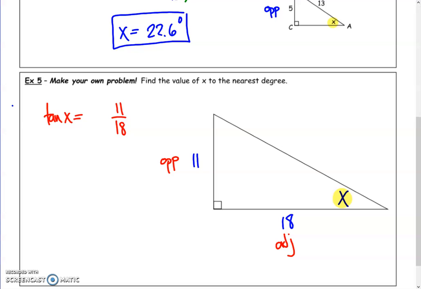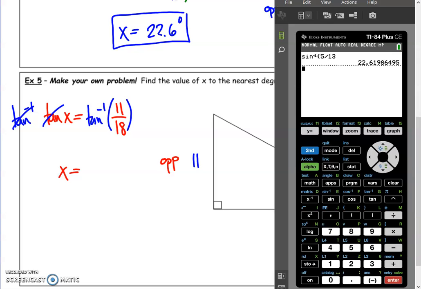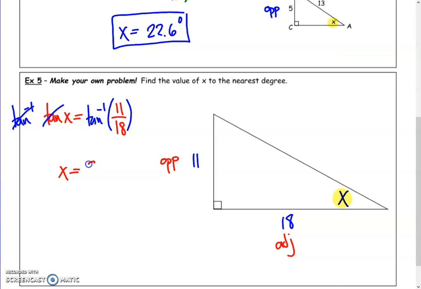Now, to solve this, I need to take the inverse tangent, which you would write out. It has to go in front of the fraction, which cancels out there. That gives me x equals whatever I get in the calculator when I do second tangent, 11 divided by 18. 31.42, and it says nearest degree, so in this particular example, that would be 31 degrees.